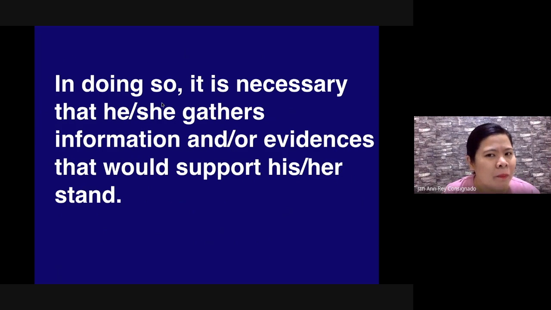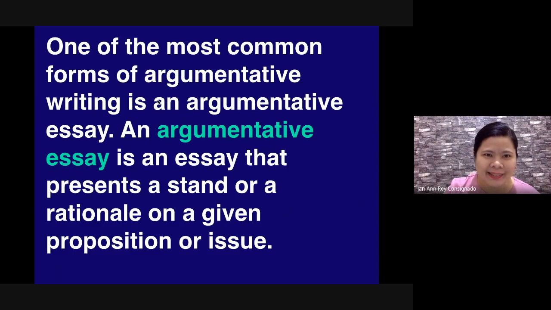In doing so, it is necessary that he or she gathers information and or evidences that would support his or her stand. Okay? Once again, he or she gathers information and or evidences.